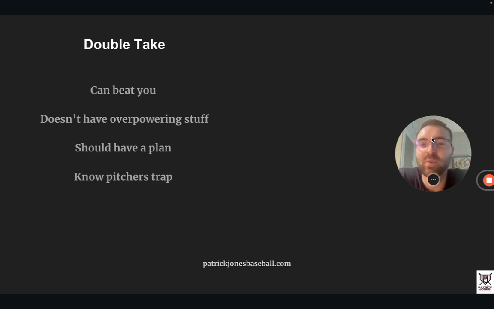So first type of pitcher, roll out of bed. Second type, which I would say, consider this to be the average pitcher that you'll face, is double take. So they can beat you, but doesn't have crazy stuff. Have a plan because they have a trap.